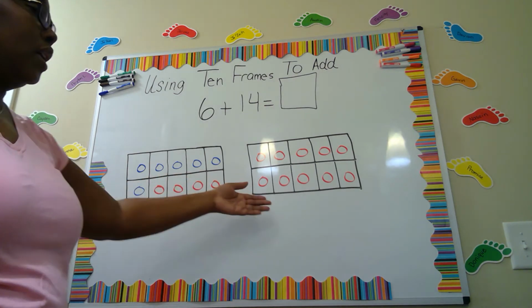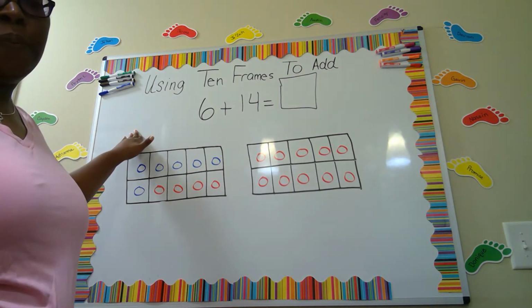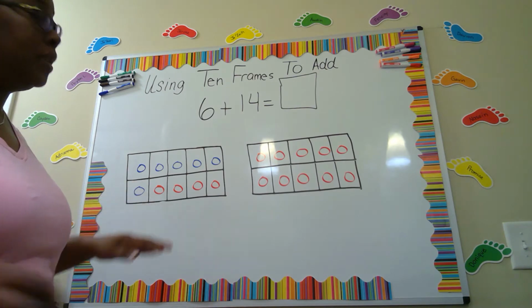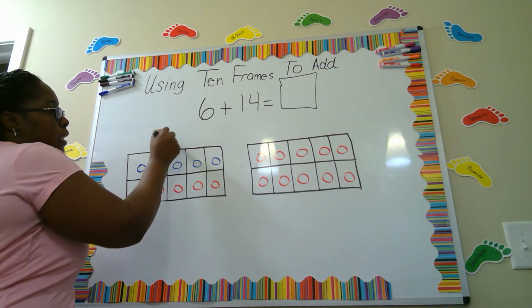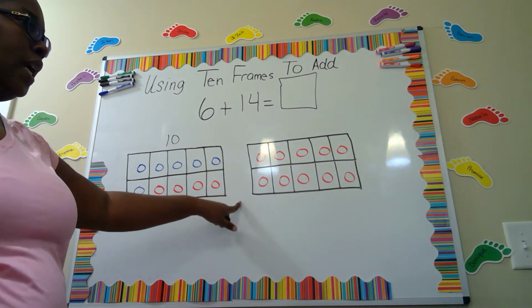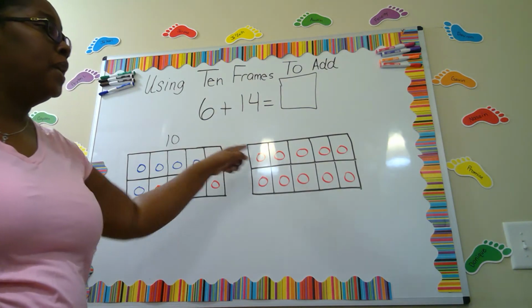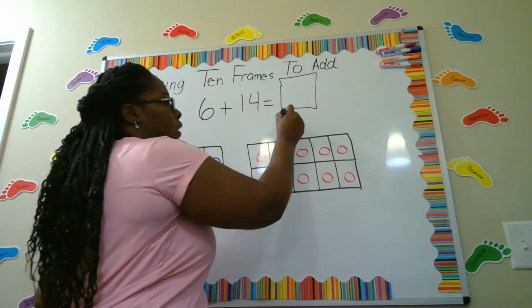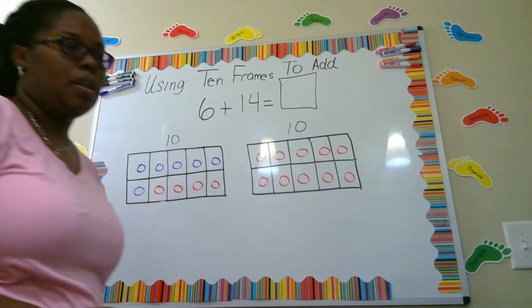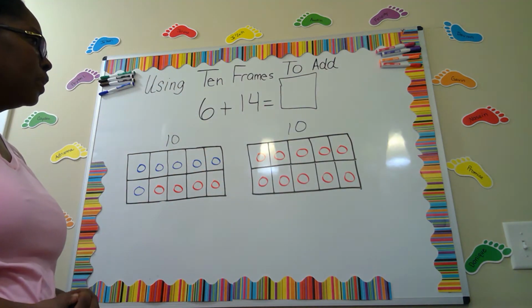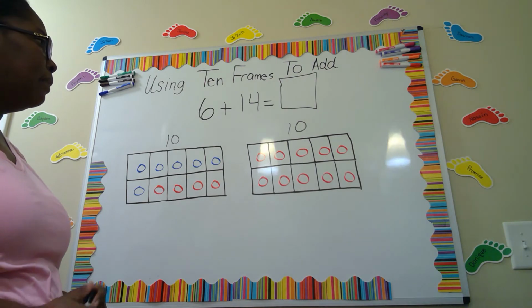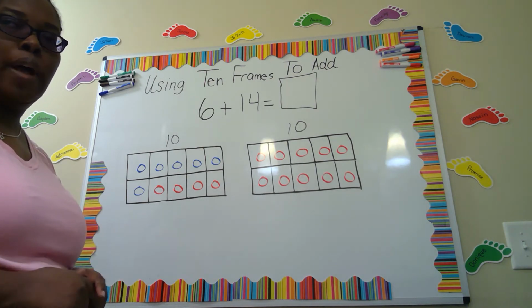Well, if I look, my first 10 frame is filled up, and I know if it's all filled up, that means this is 10. But then I look over here, and I notice this is all filled up. So if this is all filled up, I know that it's 10. So if I'm thinking of doubles, 10 plus 10, when I'm adding the same number, that equals what?